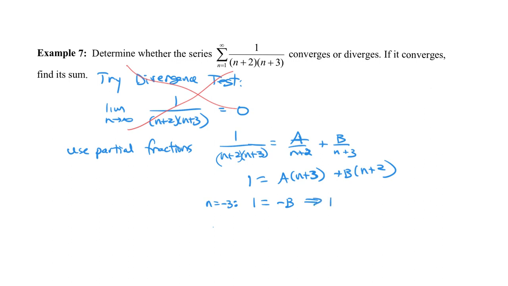That implies that b equals -1. Okay, and then let's go n equals -2, and we'll get 1 equals a times 1 plus b times 0, which means, okay, a equals 1.